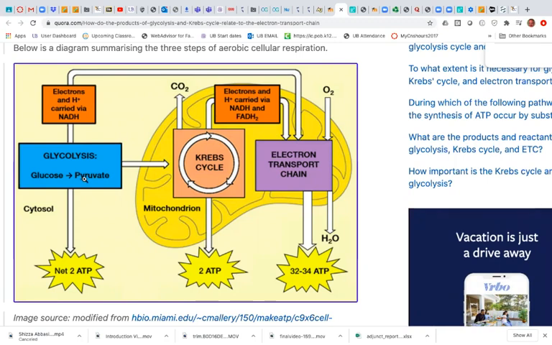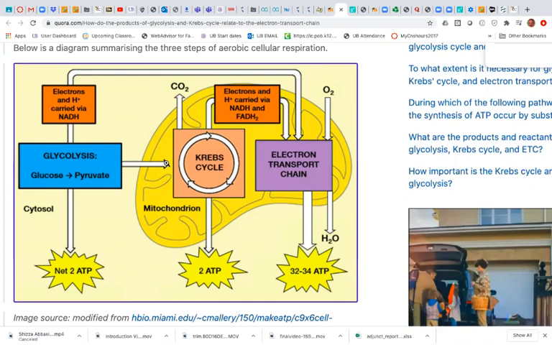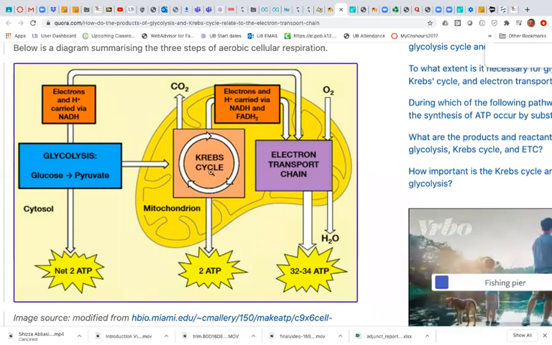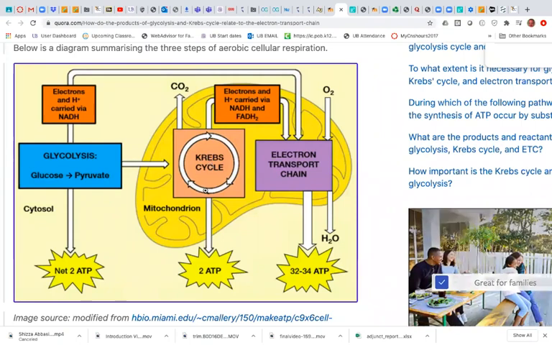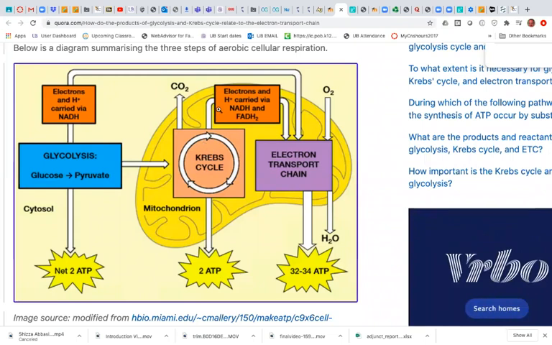Once that's done and you have pyruvate in the presence of oxygen, that can enter the mitochondria. And that enters into the mitochondria for the second step, which is the Krebs cycle, to produce some energy. It's not producing a lot. You can see it's only producing 2 ATPs, but it is making a lot of coenzymes. The NAD and FAD are these coenzymes.